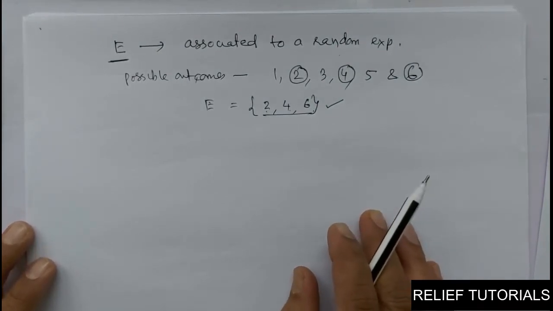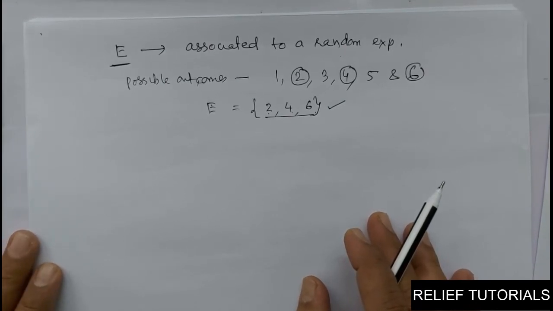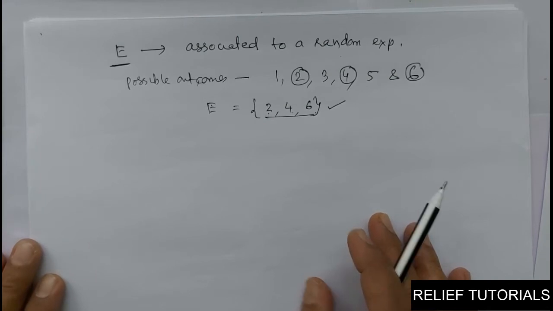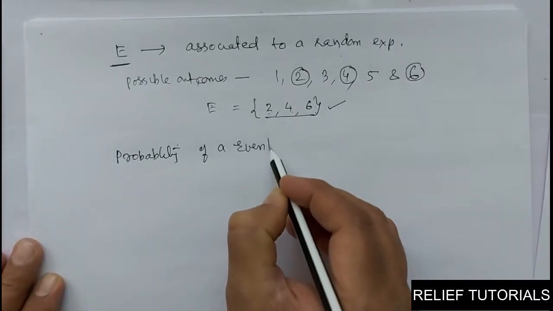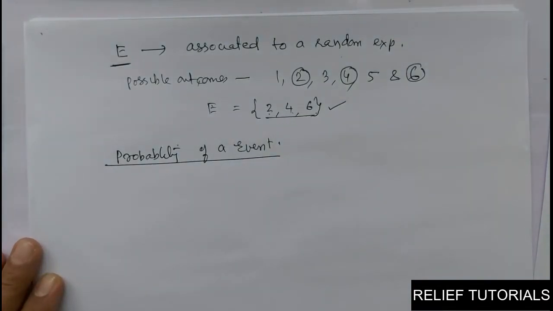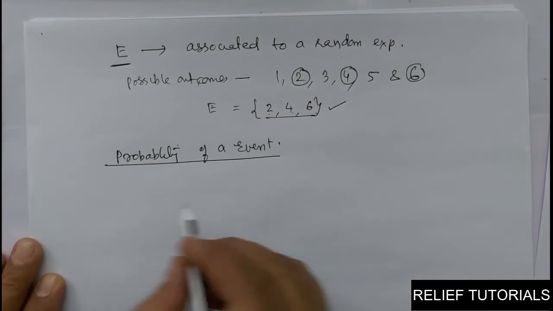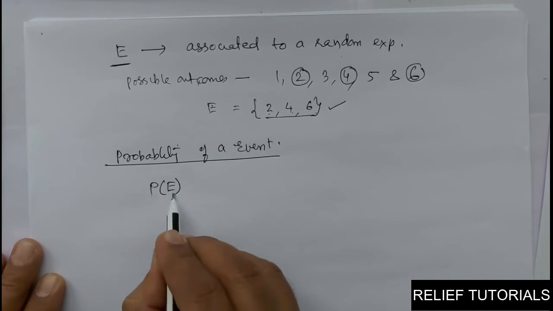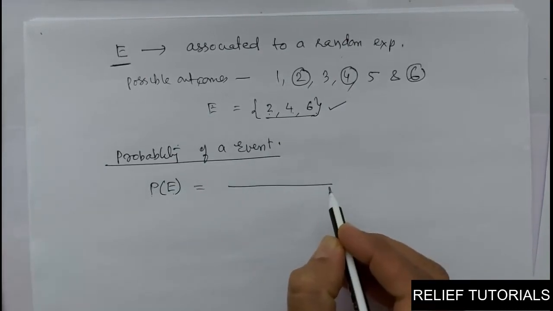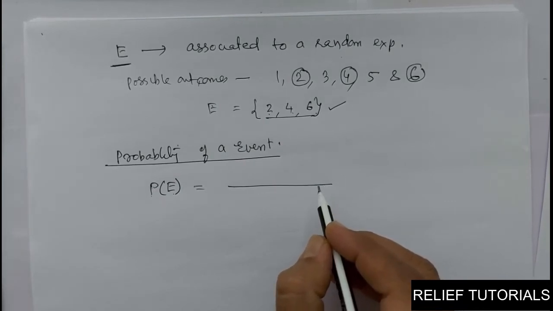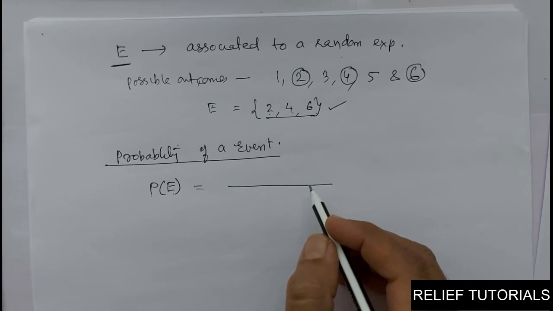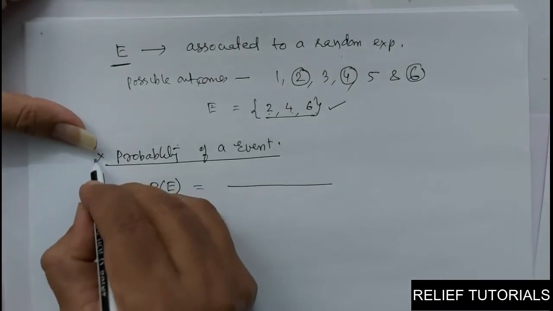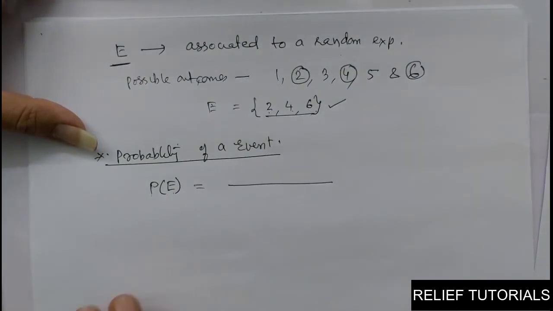Now, probability of an event. What do you mean by probability of an event? This we have learned in 9th standard. It is denoted by P(E), the probability of event E. We have a formula: number of outcomes favorable to event E over total number of outcomes. But before that I will explain what favorable outcomes are. We will discuss this later. Before that, I have to explain a few terms.